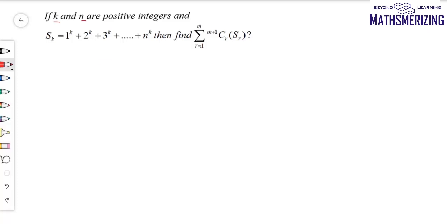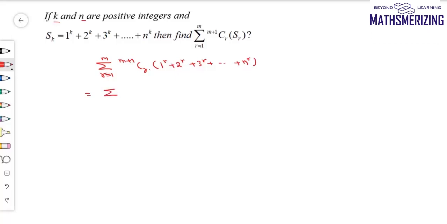Now if I look at this summation, then I write summation r varies from 1 to m, and it will be m plus 1 C r, and then I'll write 1 to the power r plus 2 to the power r plus 3 to the power r, and it'll go all the way up to n to the power r. So now I'll separate all these summations.